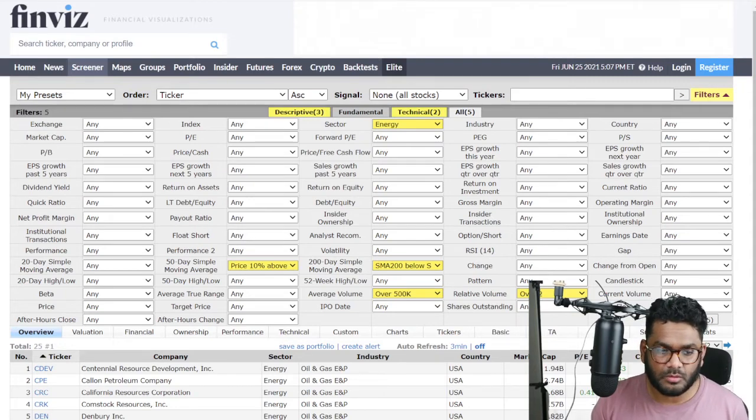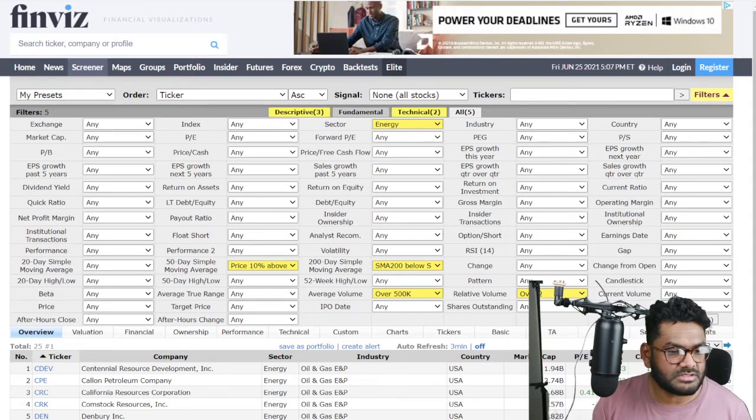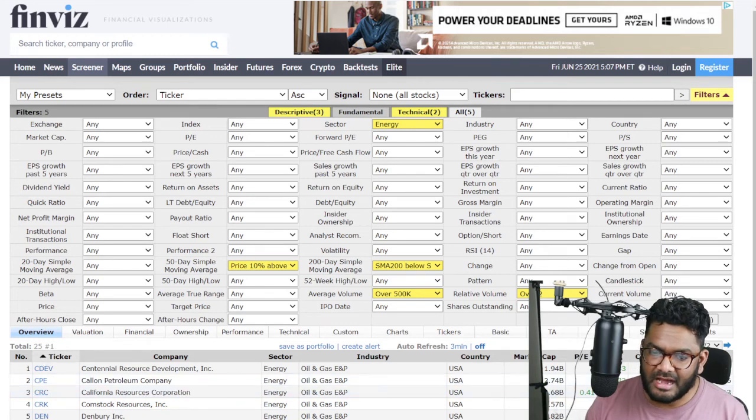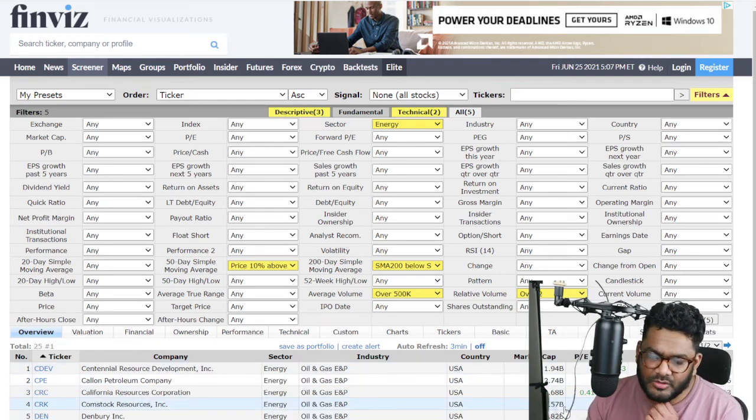People don't just come and buy the stock. There should be news, or some anticipated results to come, or something like that is happening. So that's why relative volume is one of the most powerful tools here. So we now use the relative volume over 2, and now we have about 25 companies here. Okay, right now 25 is a good number.